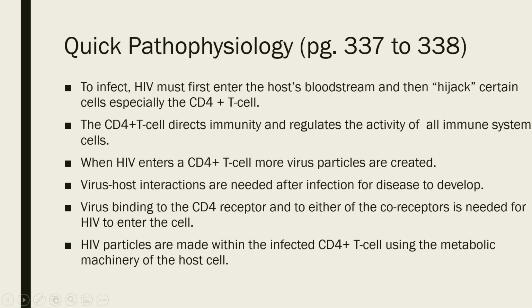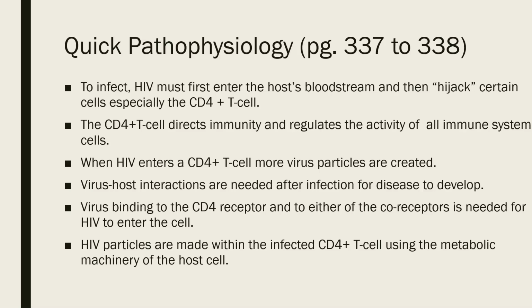Now, just a very quick pathophysiology review. This is on pages 337 to 338. To infect, HIV must first enter the host's bloodstream and then hijack certain cells, especially the CD4 T cells. The CD4 plus T cells direct immunity and regulate the activity of all of the immune system cells.